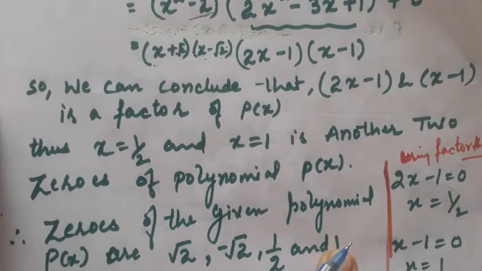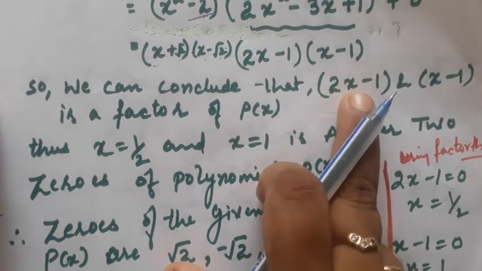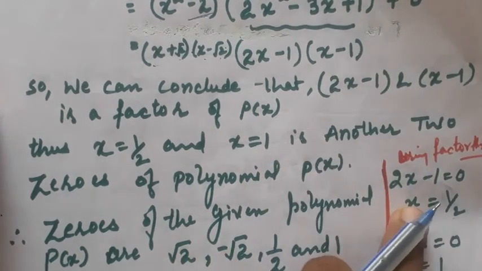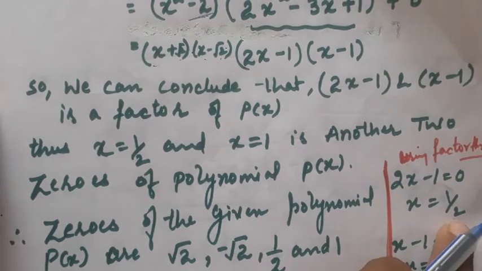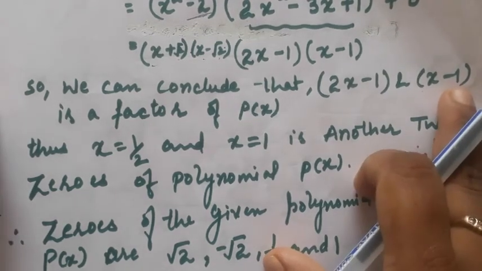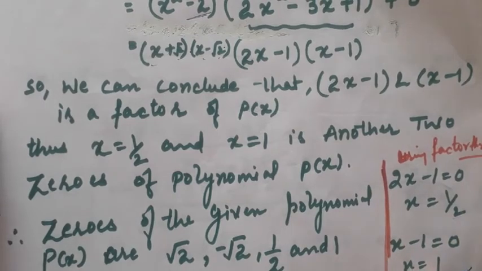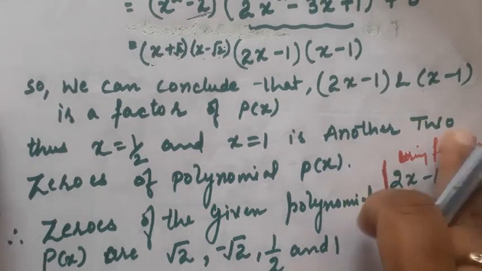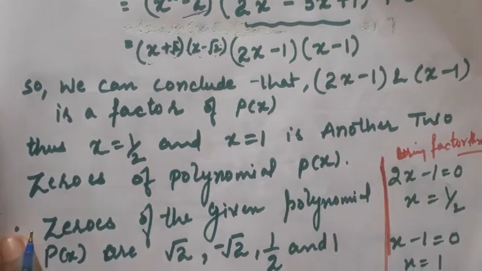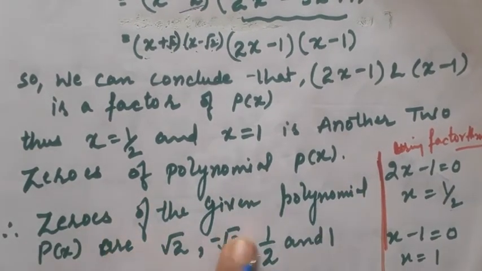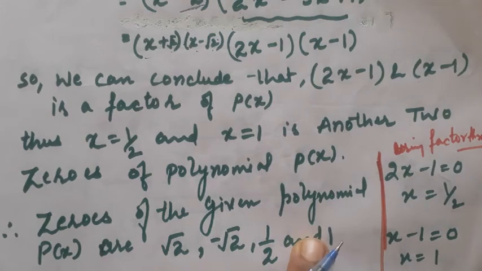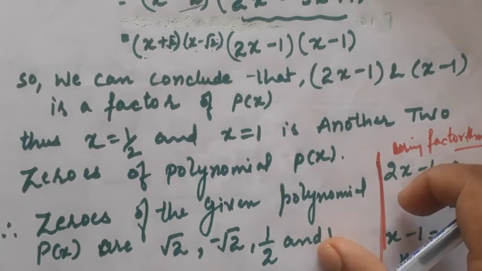Just always remember, these factors I have changed into zeros by equating to 0 and I got x is equal to 1 by 2. Similarly, I have equated x minus 1 equal to 0 to get x is equal to 1, just by using factor theorem. So therefore, the zeros of the given polynomial p(x) are root 2, minus root 2, 1 by 2 and 1. Okay, I think all of you have understood well.